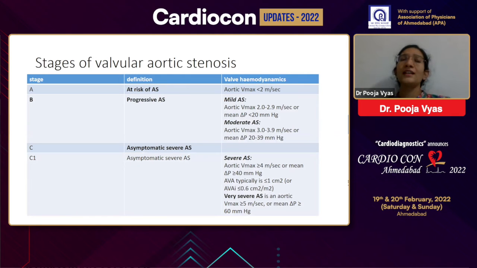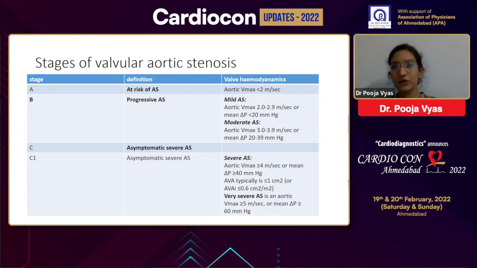So first of all, let us go through the stages of valvular aortic stenosis. Stage A includes patients who are at risk of aortic stenosis with aortic Vmax of less than 2 meter per second. Stage B includes the patients with progressive aortic stenosis, which includes mild aortic stenosis and moderate aortic stenosis. For mild aortic stenosis, Vmax should be between 2 to 2.9 meter per second, and the mean pressure gradient should be less than 20 millimeter of mercury.